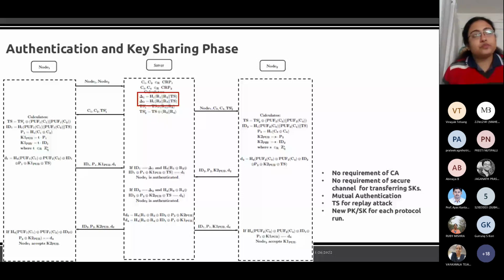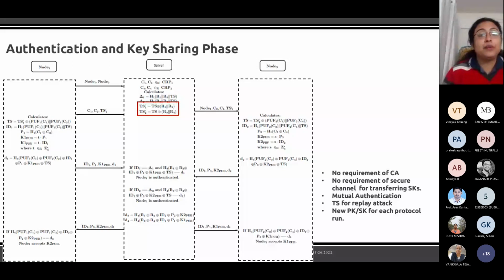So what has happened is, as a result, this delta 1 and delta 2 will act as the identity of node 1 and node 2 for that particular authentication run. Okay. Now, we cannot openly send this timestamp to the nodes.